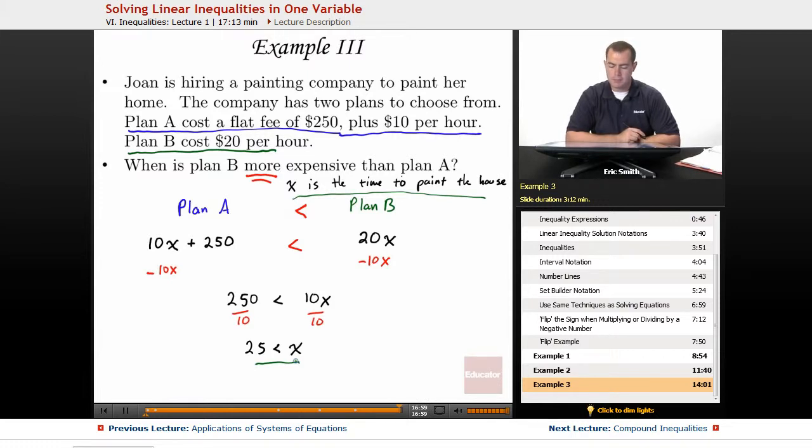All right, so there you have it. So be careful when setting up and solving these inequalities. Remember, there's only really one rule you have to remember. Go ahead and flip your inequality anytime you multiply or divide by a negative number.